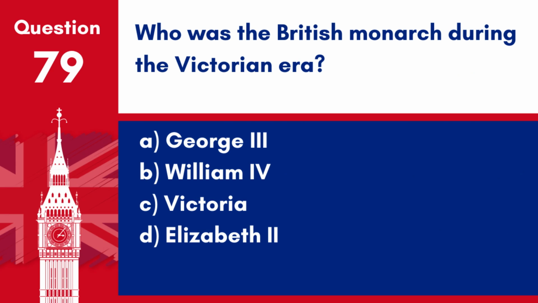Question 79. Who was the British monarch during the Victorian era? A. George III. B. William IV. C. Victoria. D. Elizabeth II. Answer. C. Victoria. The Victorian era is named after Queen Victoria, who reigned from 1837 to 1901, a period marked by industrial, cultural, political, scientific, and military change within the United Kingdom.